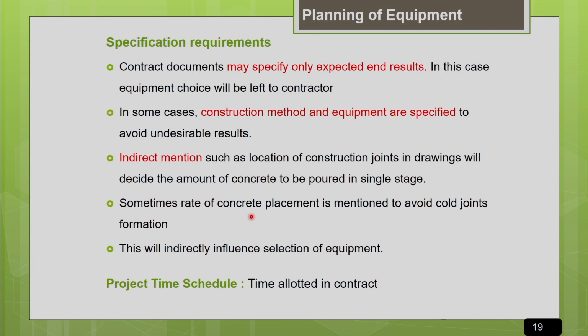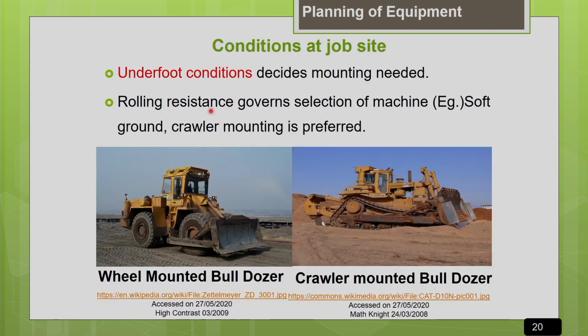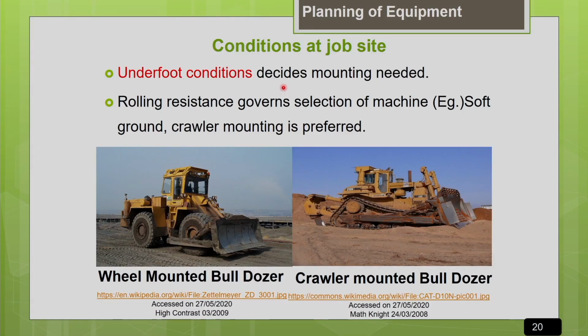So the specifications vary. The way of mentioning varies from document to document, but it will give us a guideline on how to select the methodology and the equipment. Another important thing, apart from all these economics, which we need to consider is the conditions at the job site. The real site condition is a very important factor for selecting your machine.